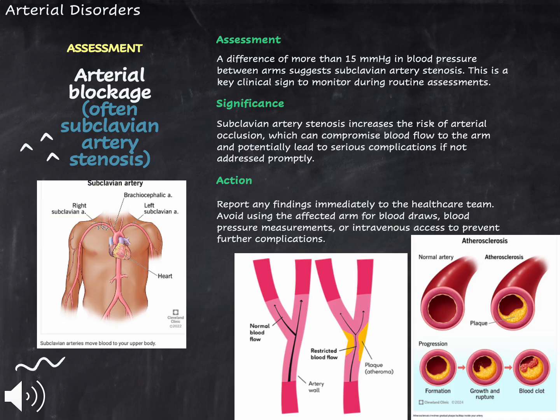So, the key takeaway is this: always compare arm pressures in vascular assessments, document significant differences, avoid procedures on the affected limb, and escalate promptly. That simple comparison could prevent limb ischemia, or even a stroke.